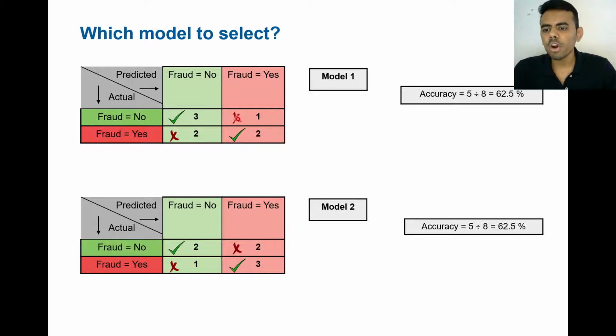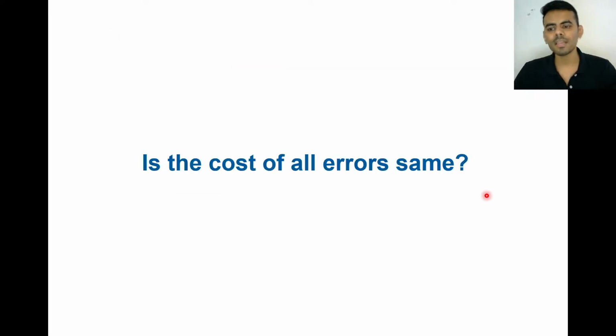Now, if you see, model one has three true negatives and two true positives, totally five correct classifications. And model two has two true negatives and three true positives. Essentially, both of the models have the same accuracy, 5 by 8. So now the question is, are these models equally good in a business context? On the face of it, it might seem yes, but let's go a deeper level and we'll see what happens.